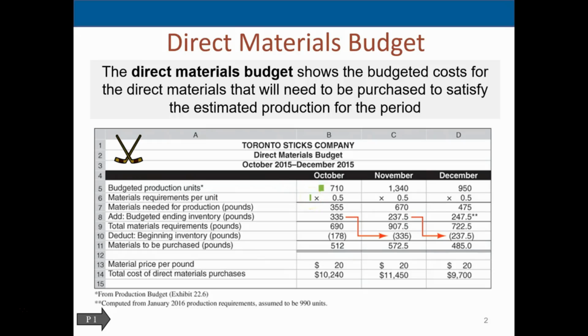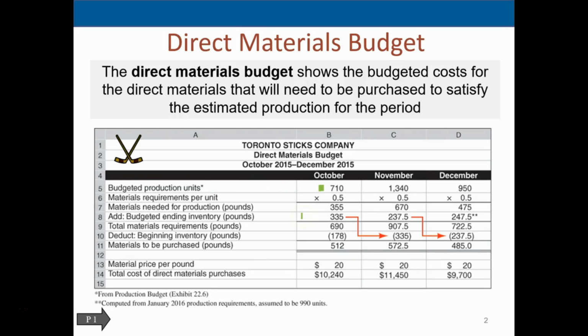Then we're going to multiply that times the materials required per unit. So this 0.5 does not mean 50% in this case. It means something like 0.5 planks of wood, or 0.5 fiberglass, that we're going to need to put into the hockey stick. So we're talking about units here, not dollars. That gives us the materials needed for production if, once again, we did not already have some materials on hand. Then we're going to add to that the budgeted ending inventory.